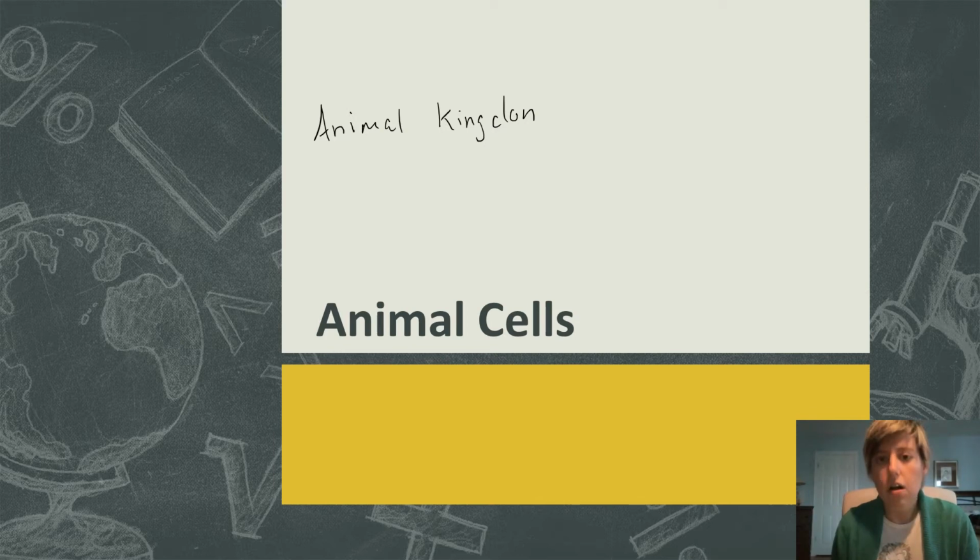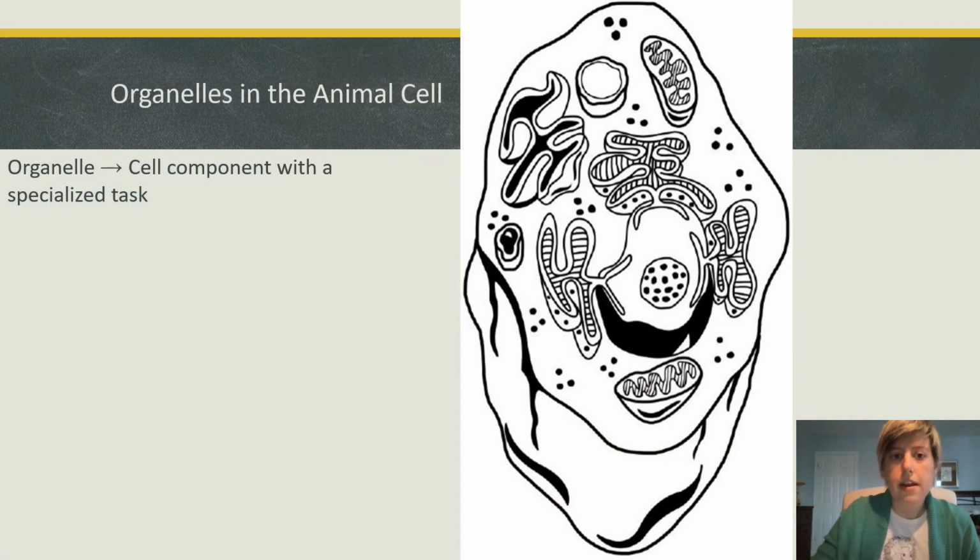So these are all basic cells that we would find if we were to do a cheek swab and we were to look at epithelial cells, and we would see a lot of these components. Now, before we talk about the different components of the animal cell, there's this concept of an organelle. And an organelle is a small part in the cell that has a specialized task. So if we're looking at our animal cell here, we see a lot of different structures, and each of these structures are considered organelles. So the first organelle that we're going to be talking about is the cell membrane.